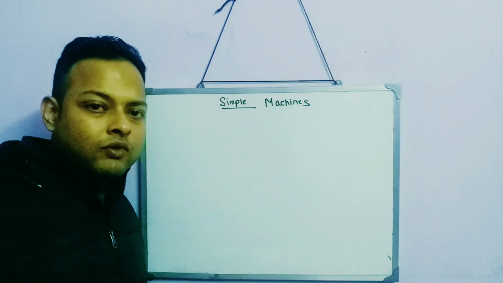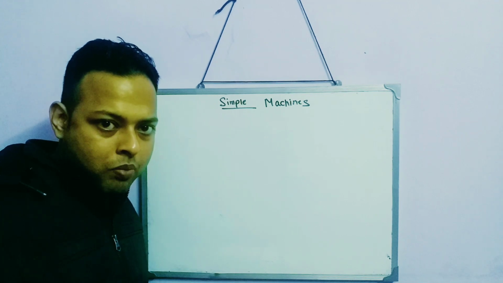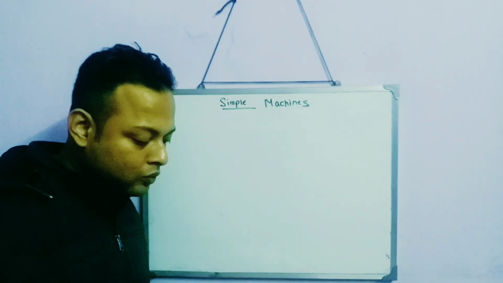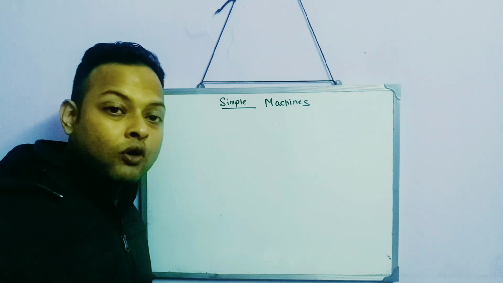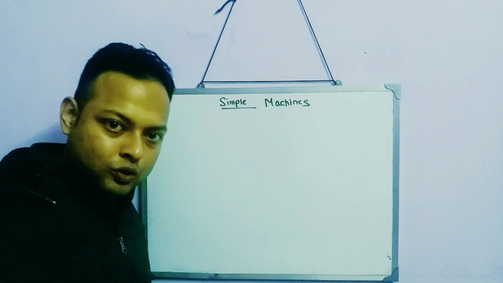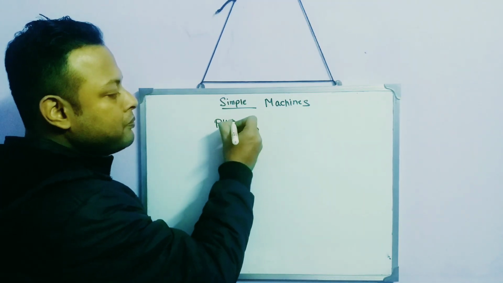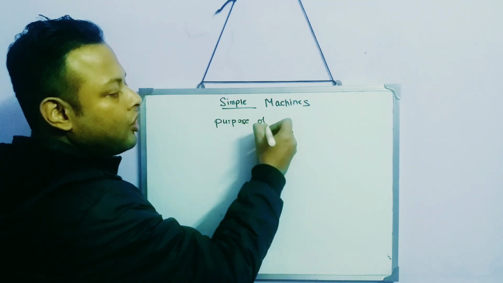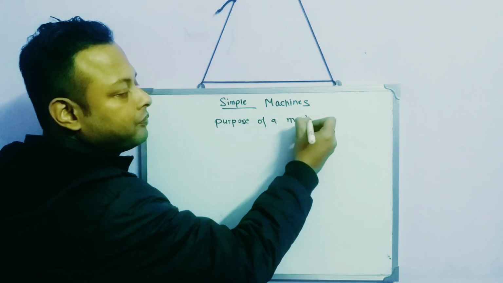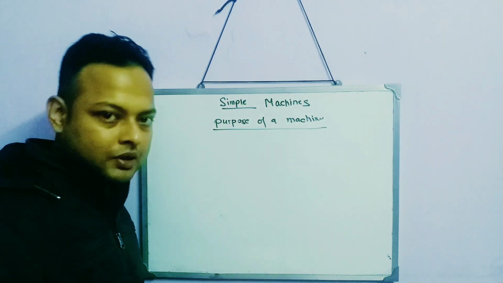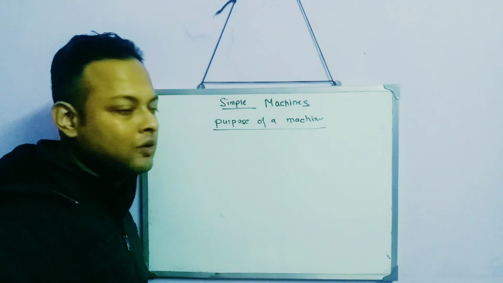So now you have understood what is a machine and you got an idea about machine, right? Now we have to understand for what purposes machines are used. So now you can say purpose of a machine. Okay. So basically machines have four purposes. We will discuss them one by one.